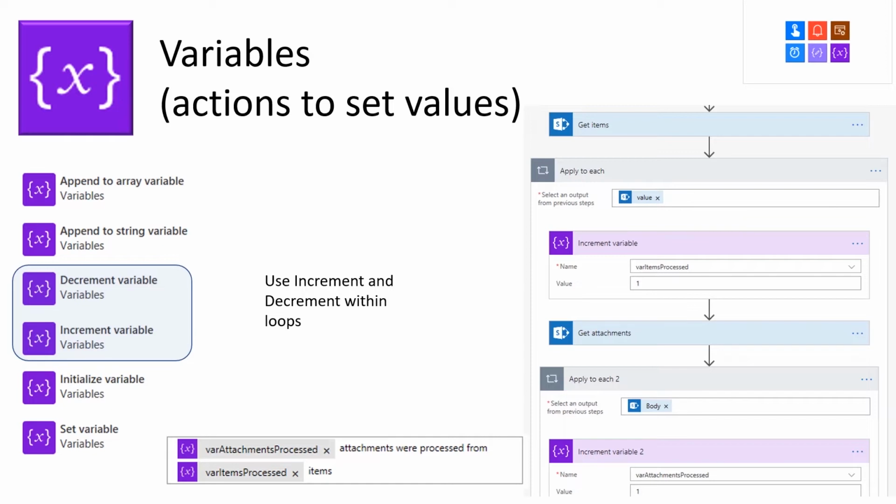In the end, I'm going to send an email that includes the values that each of those variables ended up being: X number of attachments were processed from X number of items. And that's our little brief tour of the unconnected connectors in Flow. Thanks.